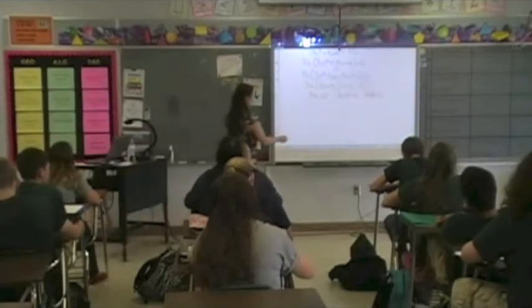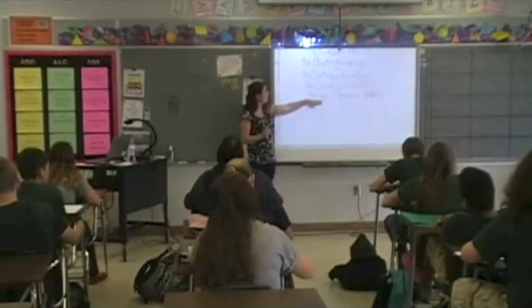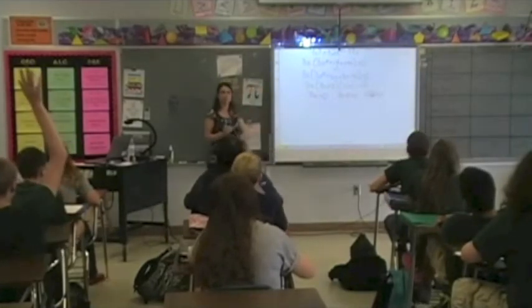Okay. So let's look at this first one. 3z equals 0. How am I solving for z? Kyle?